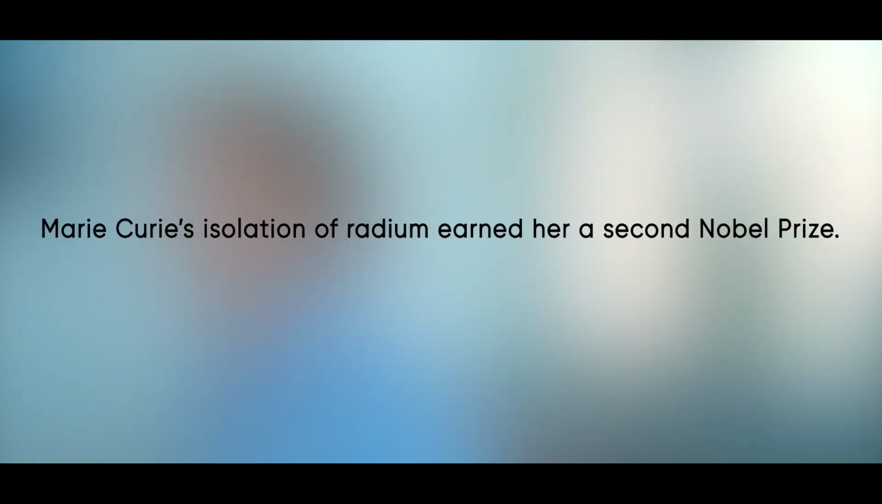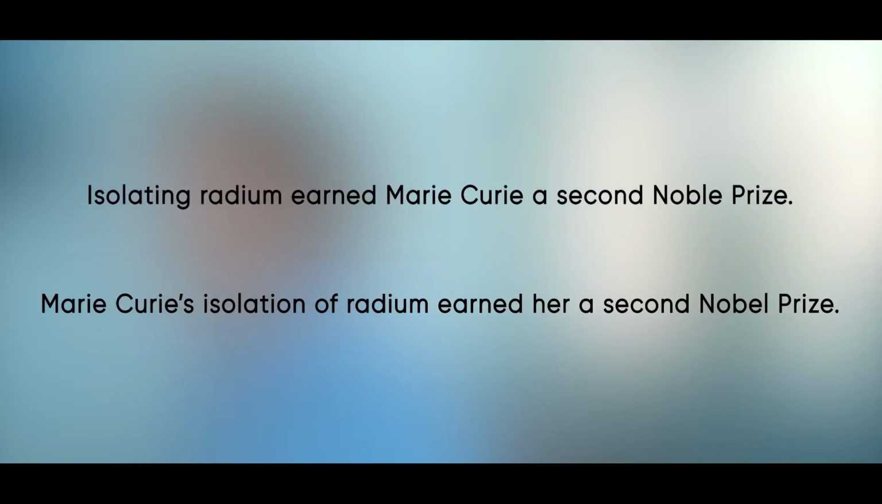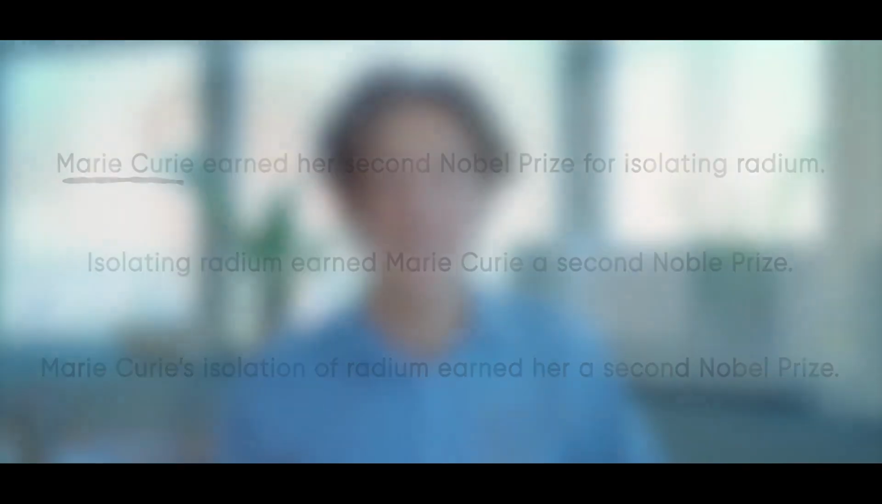Marie Curie's isolation of radium is an abstraction or a concept. It's not tangible. Isolating radium is an activity, a more concrete subject. Marie Curie herself is more tangible still. Sometimes abstractions are unavoidable. You might need to use an idea or a process as your subject. But making many small improvements, shifting a subject from a concept to an activity, for example, can have a large cumulative effect. Most importantly, identify the most active and dynamic thing happening in your sentence and make that your action.